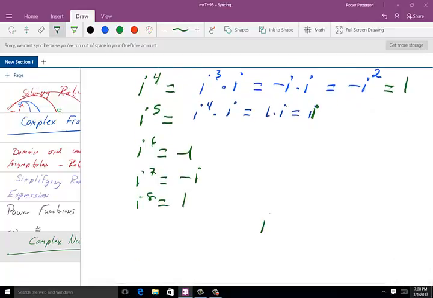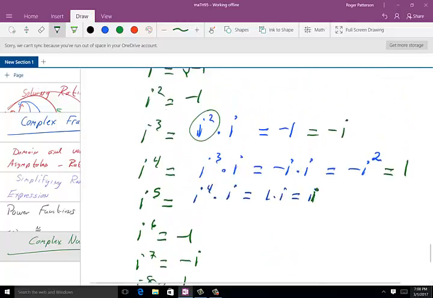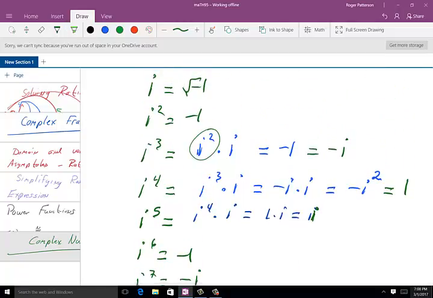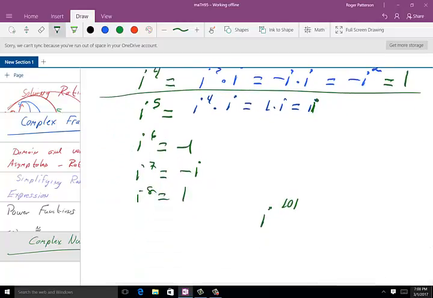Watch this. I bet you could find i to the 101st power. It would take a lot of paper. How many powers does it take to repeat? It repeated before. Yeah, 1, 2, 3, 4. Then it starts to repeat.